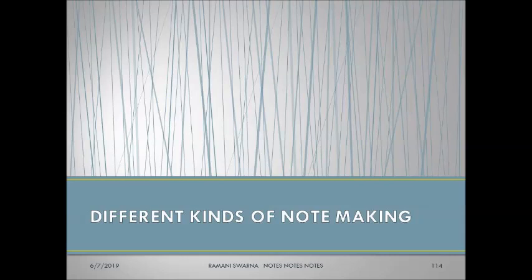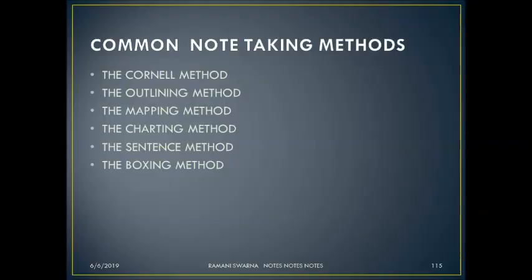So here we go, and we will see that the common note taking methods are the Cornell method, the outlining method, the mapping method, the charting method, the sentence method, the boxing method. Then there are three more methods, in fact, which I have not included here. However, going forward I will be adding them in further parts. In total there are around 9 to 10 methods.